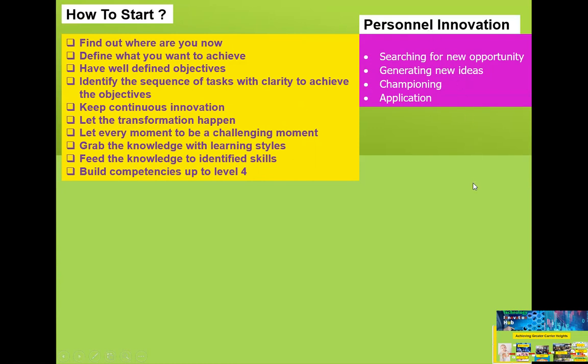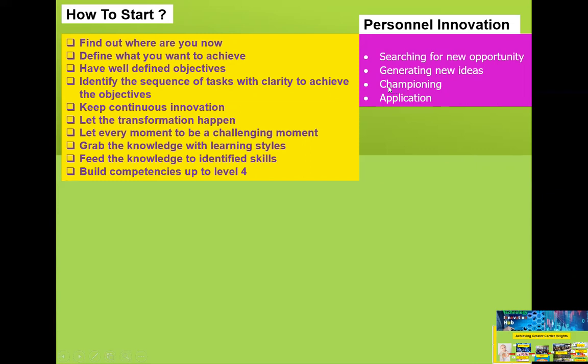This is what we mean by personal innovation: searching for new opportunities. You need to search for the next challenge. That is what opportunity means, not the next job role, but the next challenge. You need to keep on challenging new things. Then generate new ideas. To overcome those challenges, you need to come up with new ideas and realize them. If it is in the software or IT industry, you may generate a new idea to automate some manual work, then build new software, and the product will be delivered.